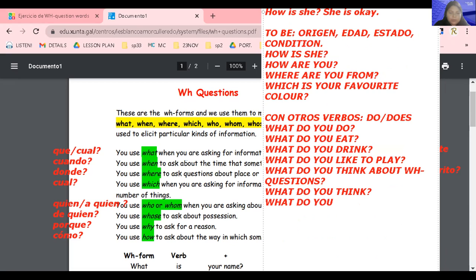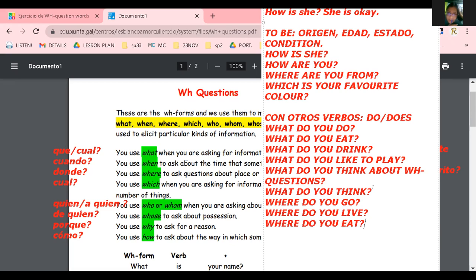Okay. What do you, let's say, cambiémosle el what. Where do you go? ¿A dónde? Segunda persona, ¿a dónde vas? Where do you live? ¿A dónde? Vives, okay. Where do you eat? ¿A dónde? Comes. Where do you work? ¿A dónde trabajas? Muy bien, seguimos ahí con la otra.